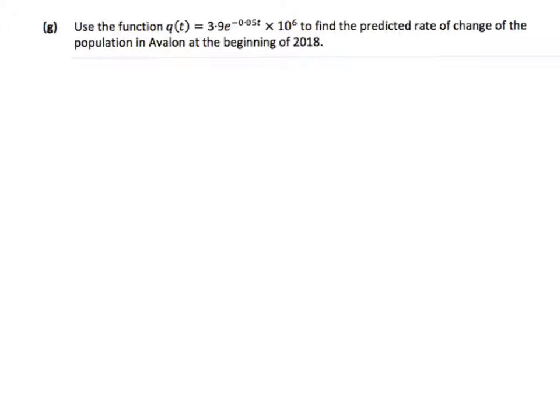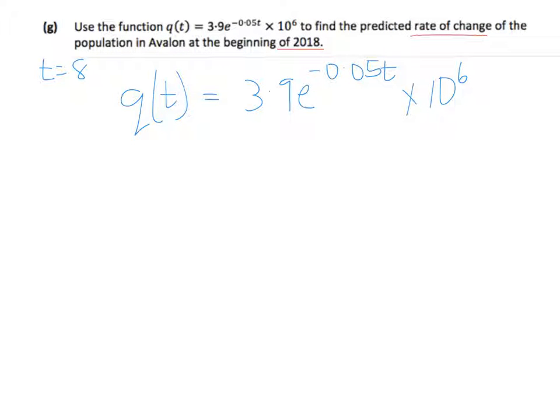Okay, and so finally I'm asked to use the function q of t to find the predicted rate of change, and so I know that rate of change always means differentiation, and that's in Avalon at the beginning of 2018, and so I know from that statement that t is going to be equal to 8. Okay, and so just before I differentiate, well, I know from my log tables that if f of x is equal to e to the power of ax, well then f prime or f dash of x is going to be equal to ae to the ax. Okay, so that's going to be our rule for our differentiation.